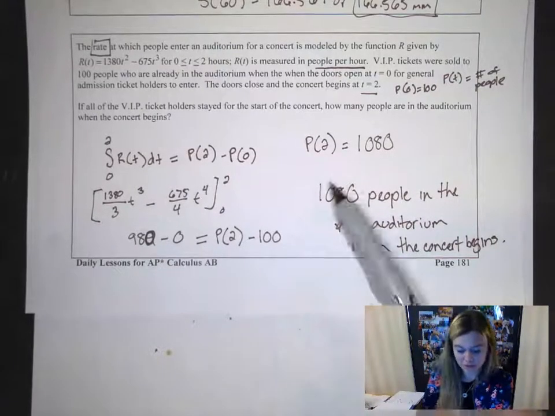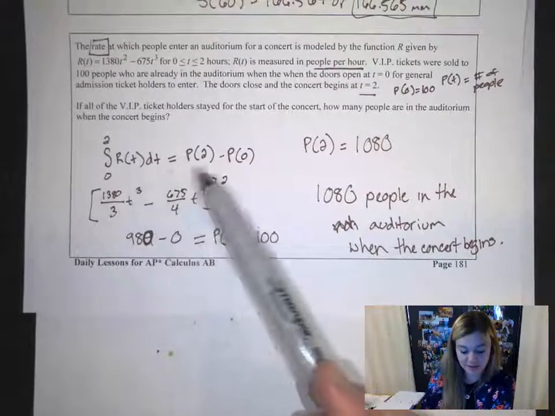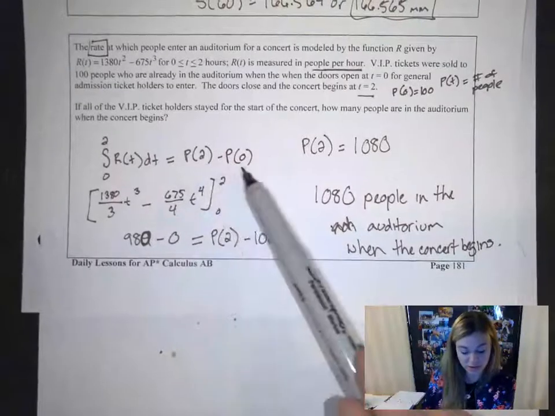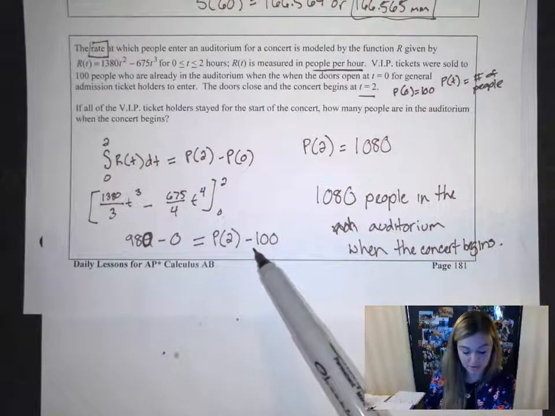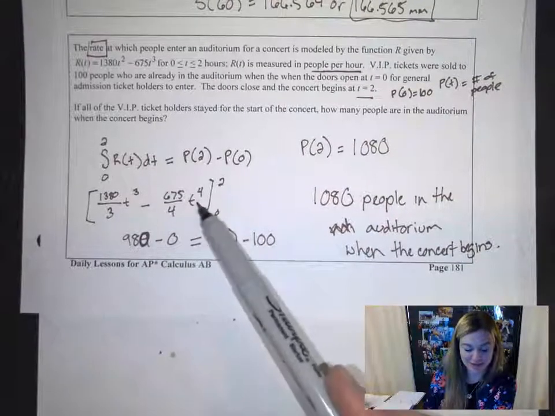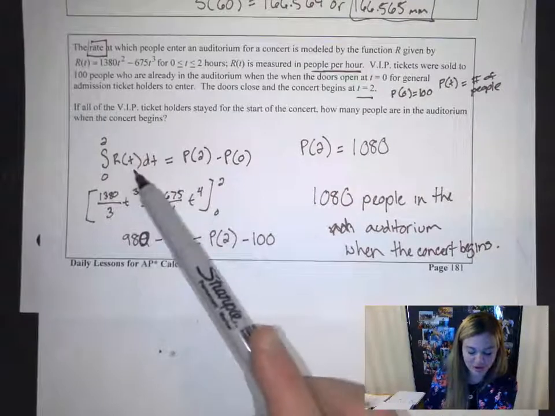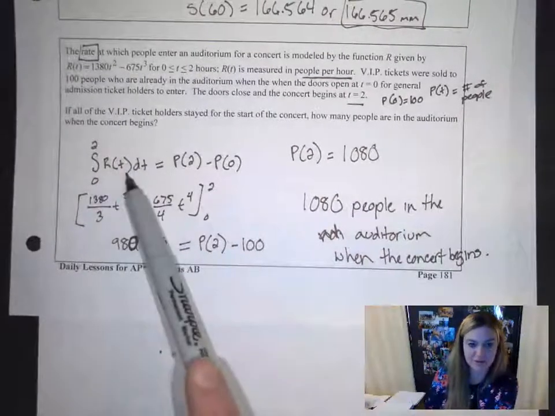Okay, so P of 2 is equal to 1,080, and we did this because we integrated the rate to find the amount of change in the number of people. We knew that there were 100 people there originally. You could do this by hand, but be careful doing so because I messed this up too, and you end up using a calculator anyway. So you could just put it in your calculator with R of t in here and integrate from 0 to 2.